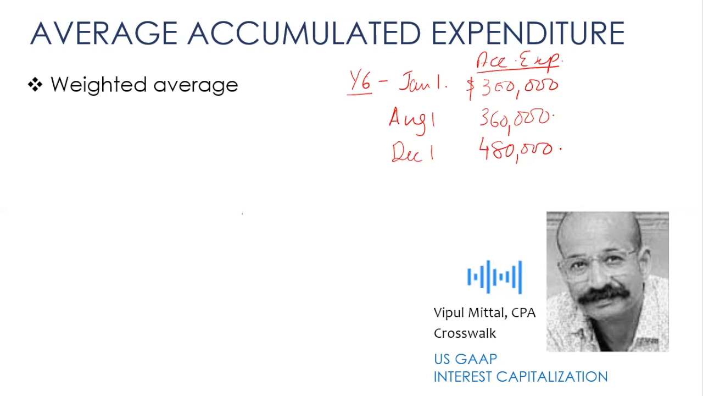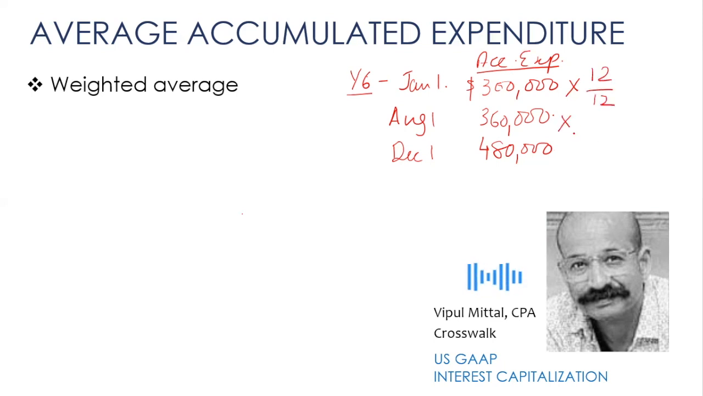This is your accumulated expenditure because we have to find out your average accumulated expenditure. And this is the status of your accumulated expenditure on various dates. And we are trying to find out your average accumulated expenditure for year six. And this average accumulated expenditure is a weighted average. So you consider the number of months in this year for which each balance is outstanding.